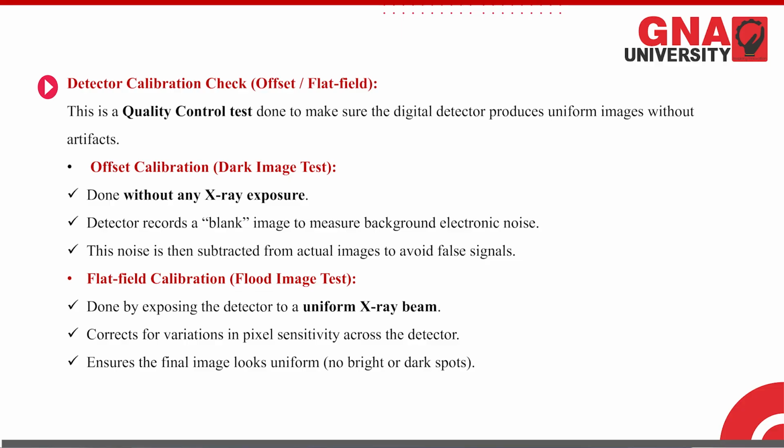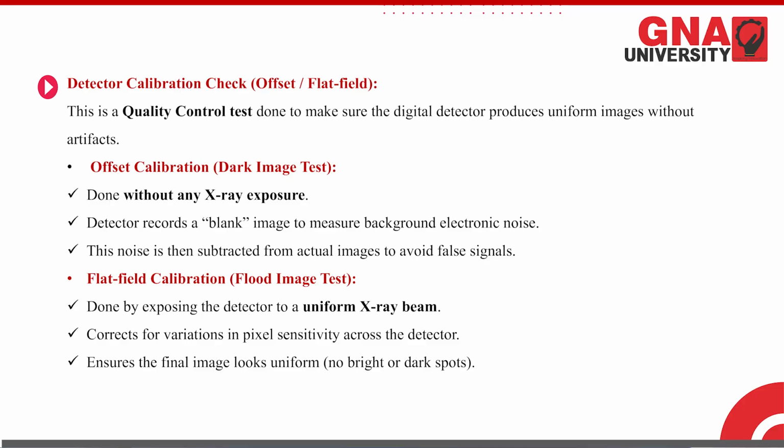Next is the flat field calibration, and another name for this is the flood image test. And what is this flood image test? This is done by exposing the detectors with a uniform X-ray beam, with a uniform X-ray exposure, and the KVP should be 60 to 70, and the MAS should be 8 to 10. After that we have to expose these detectors.